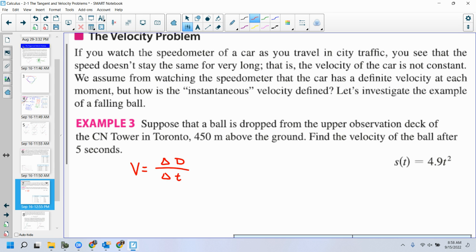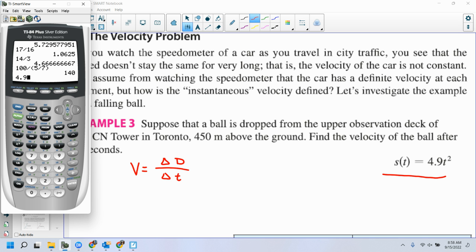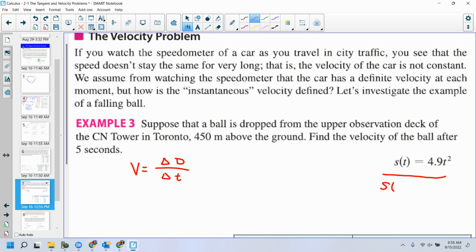Okay, now at 5 seconds, how far has the ball fallen? Look, I'm given 4.9 t squared, right? That's position. S of t is position. So 4.9 t squared at 5 seconds. What's the position? Well, 4.9 times 5 squared is 122.5. So S of 5 is 122.5. Okay, that's a coordinate, right? 5 comma 122.5.